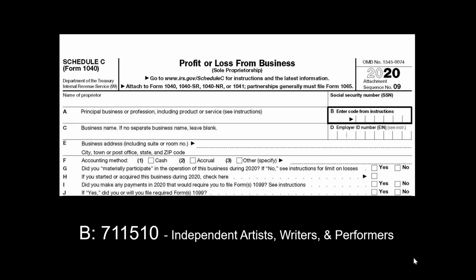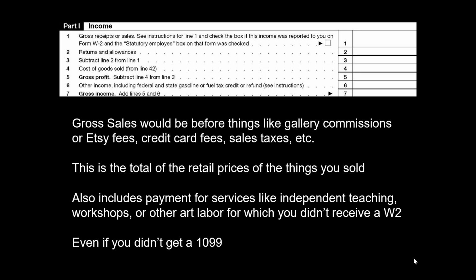You're going to be the one who materially participated in the operation of this business, so you're likely to say yes on line G, as you're the one who's doing everything and paying for everything. Note that I and J go together. It would be pretty dumb to say that you made payments that require you to file Form 1099, and then on the next line say that even though you were supposed to, you didn't file them. You file 1099s when you pay someone $600 or more to do work for your business.